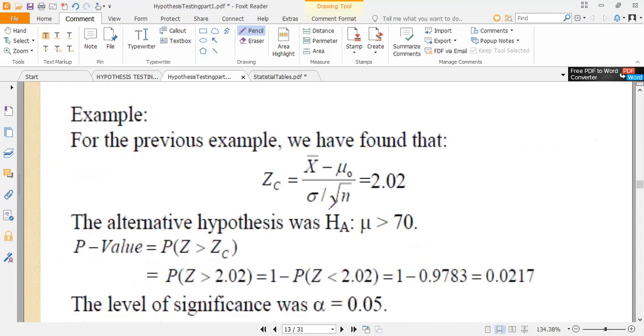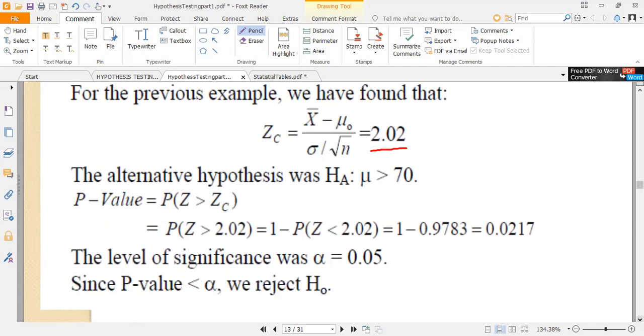If we look at an example where our Z calculated, x bar minus mu over the standard deviation over root n, is 2.02, we will need to go and check this figure 2.02 in our table. So our decision must always be to ensure that our p-value is smaller than the alpha for us to reject H0. If the p-value is more than the alpha of 0.05, we will fail to reject.